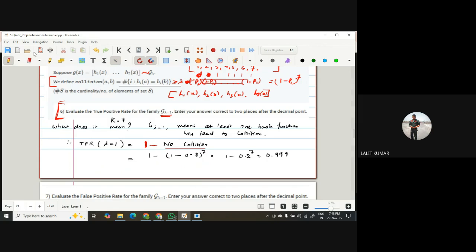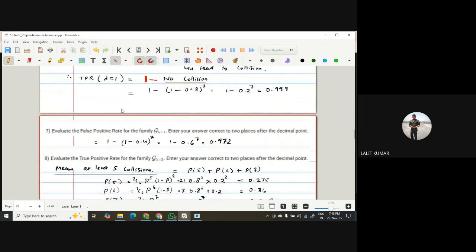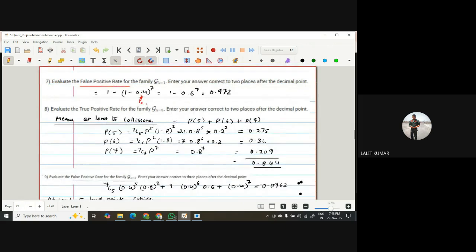Okay. Now evaluate the false positive rate for the family G lambda is equal to 1. False positive rate means the collision has taken place with the bad elements. So for the bad elements, we take P2 and use the same formula. Okay. Now evaluate the true positive rate for the family G lambda is equal to 5. G lambda is equal to 5 means now we will consider 5 also, 6 also, 7 also, that at least 5 has taken place. So for 5 collisions, TPR will be equal to probability of 5 plus probability of 6 plus probability of 7.